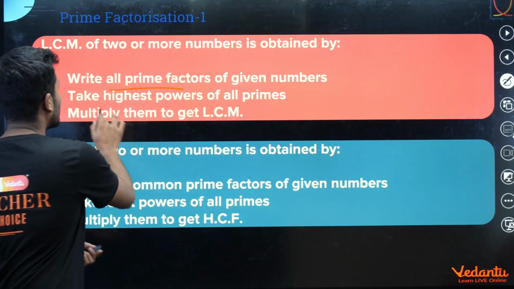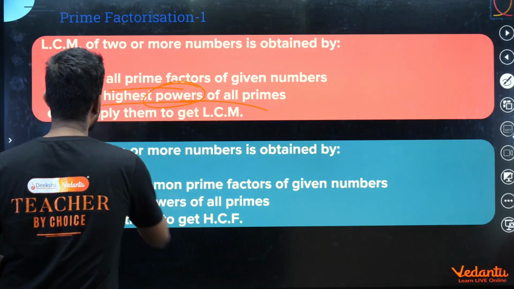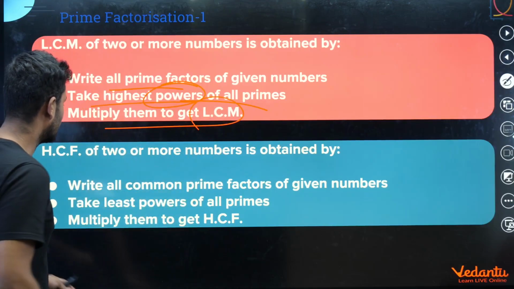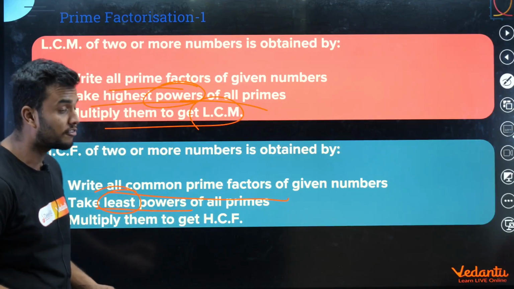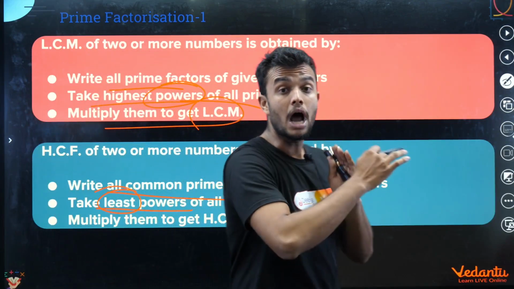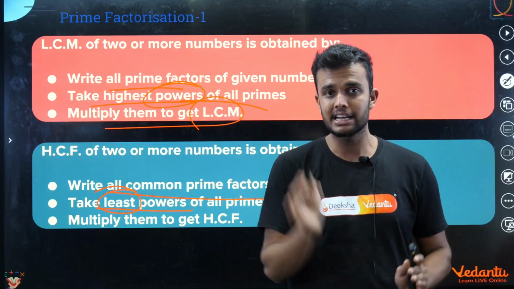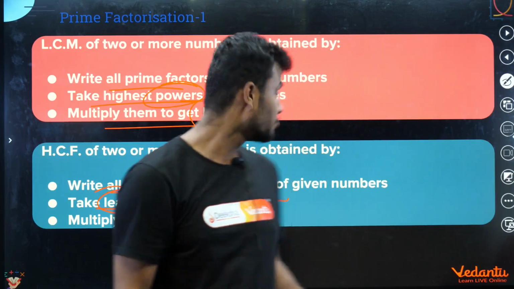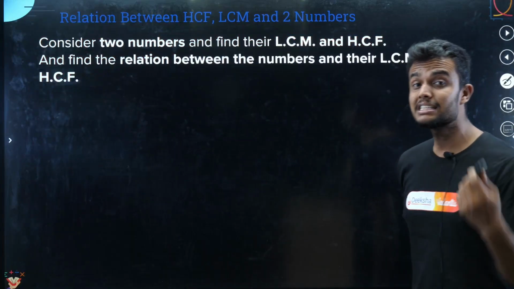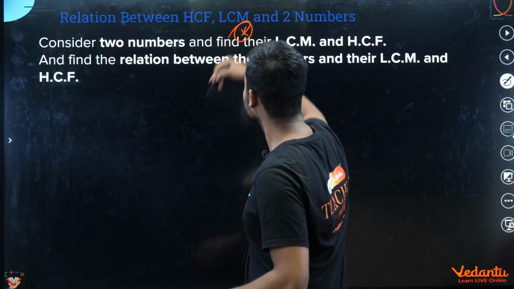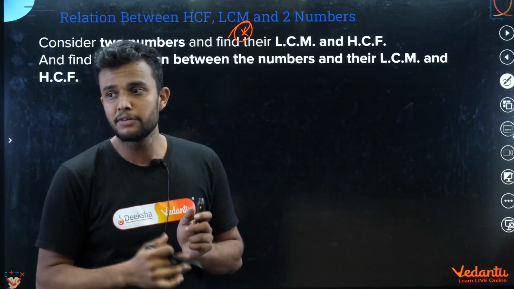Write all prime factors, then take the highest powers of all primes, multiply them to get LCM. For HCF, write all common factors, take the least powers of all primes. Least power means the primes must and should be present in all prime factorizations, and multiply them to get HCF. Very simple. Then next, consider the next important learning outcome: find the relation between LCM and HCF.